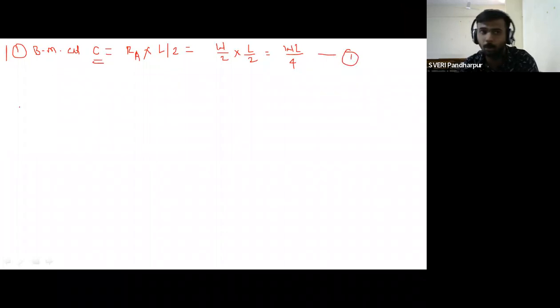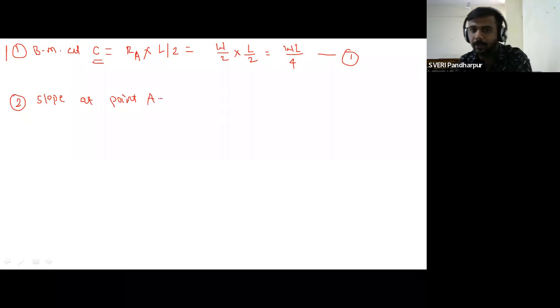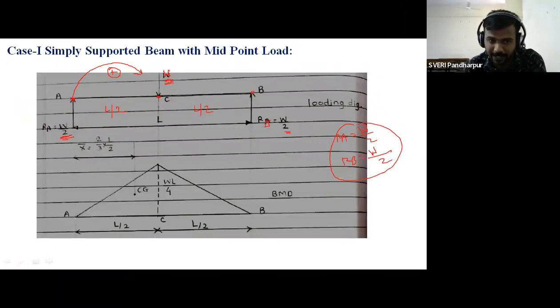Now we have to calculate the slope at point A. Now see area of BMD. बरोबर. आता बेंडिंग मोमेंट डायग्राम मध्ये काय केलं? BM at point A 0, BM at point B 0, BM at point C किती आहे? WL/4. बरोबर. आणि मग आपण हे दोन पॉइंट कशाने जॉइन केले? Inclined line. Getting? Now this is the area of BMD. From this particular point I have drawn one vertical line, and due to this vertical line I got two triangles. This is triangle number 1 and this is triangle number 2. Means area under BMD is your triangular section.